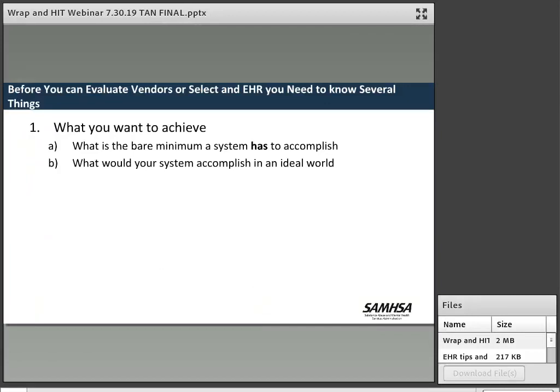So all sorts of benefits to behavioral health. Now, with respect to wraparound, EHRs may be especially important if we can figure this out, right?